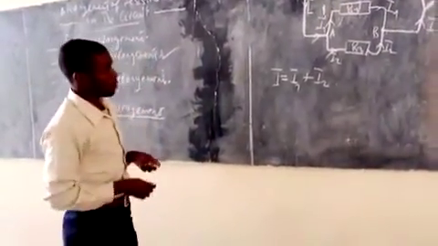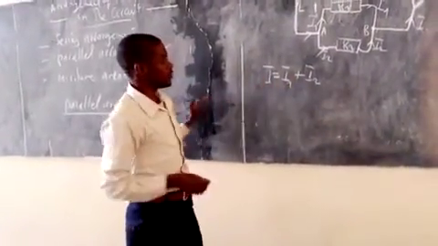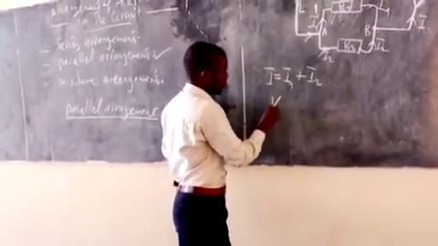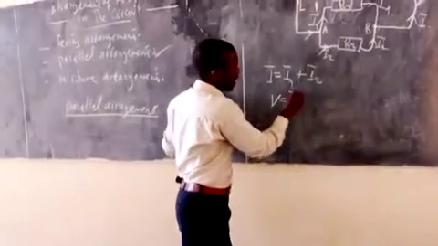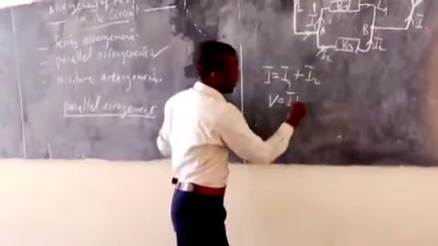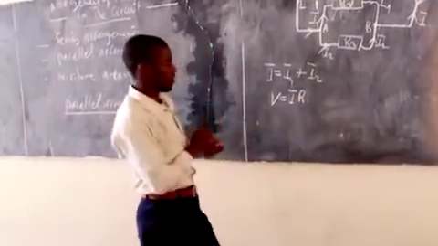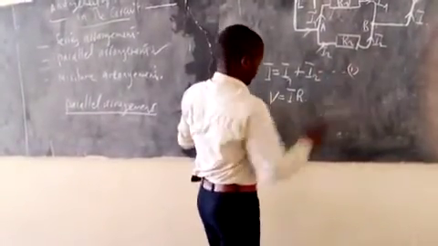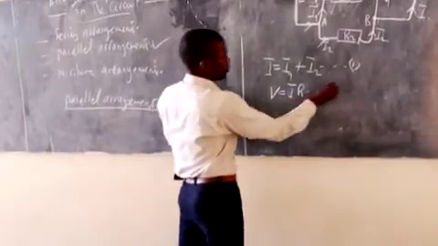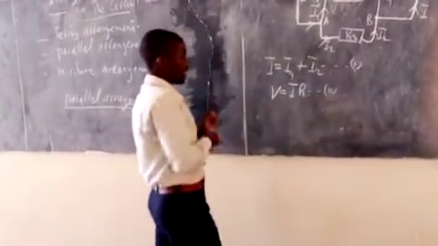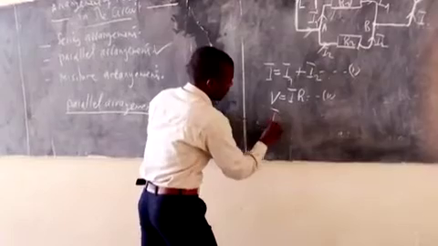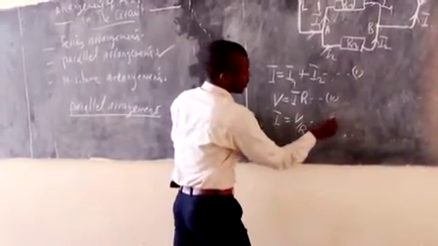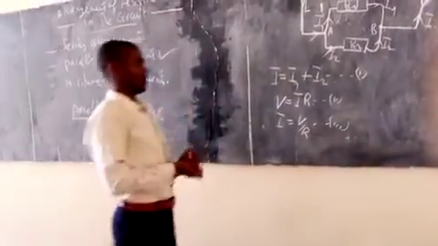Now, from Kirchhoff's law, and using the theory of Ohm's law, we know that V, the potential difference, will be equal to I, the current, times the resistance R of a given resistor. Then we call this equation number 2. So from this equation, you can find I. We get that I will be equal to V divided by R. Then we call this equation number 3.